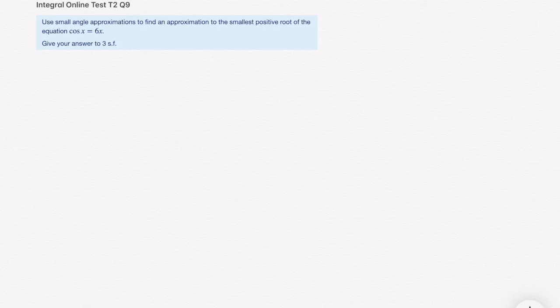In this video, I'm going to provide the solution to the Integral Online Test T2, question 9. So we're asked to solve the equation cosine x equals 6x, but we are told we are going to use the small angle approximations. So we know that cosine x by our small angle approximations is approximately equal to 1 subtract a half x squared.